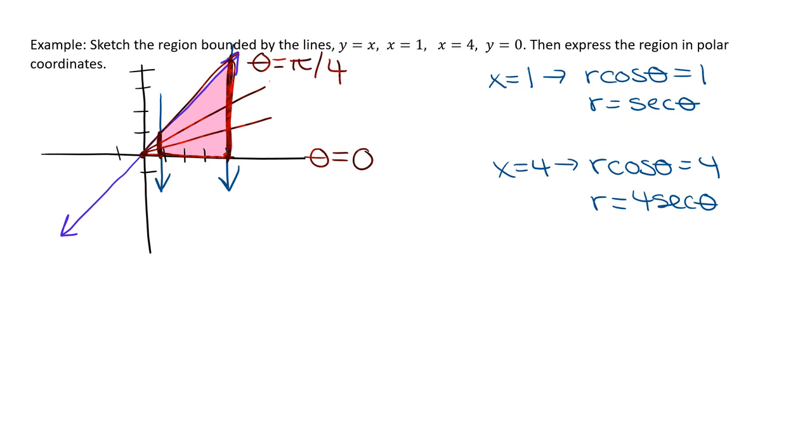And then I'm going to go ahead and do the same thing for x equals 4. That's where my distance from the origin stops, at that line x equals 4. I replace the x with r cosine theta, solve for r, I get r equals 4 secant theta. So I can describe this as a region where the r values, distance from the origin, always lie between secant theta and 4 secant theta, and the angles always go from 0 to pi over 4. And so that's how I would express this region in polar coordinates.